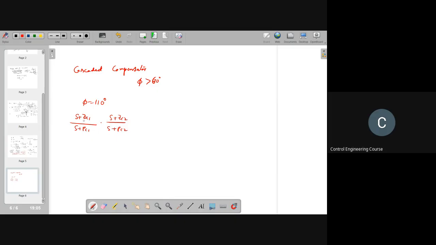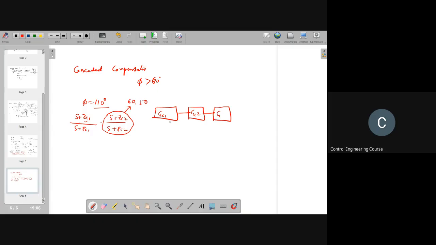Now we need to find the values. Let's say we split this angle deficiency into 50 and 60 degrees. First you design one controller, maybe this one or that one, anything, to compensate for the 60 degrees. Then we are going to design two compensators, GC1 and GC2, and this is the open loop system, G of s.